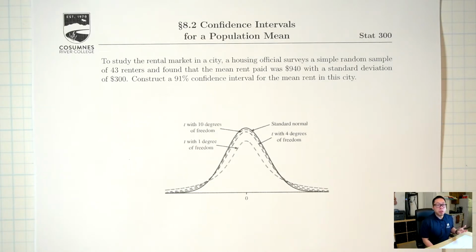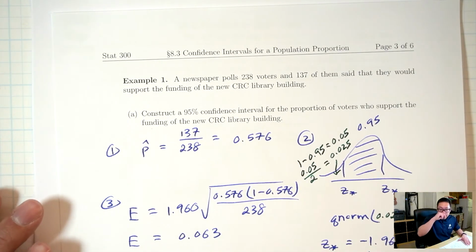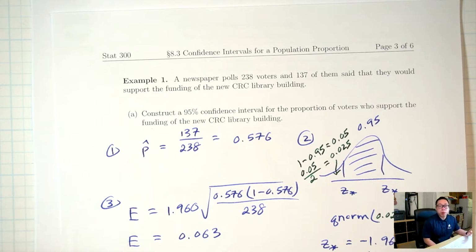Last lecture, we introduced this idea of a confidence interval. So what's a confidence interval? Here's example 1 from our last lecture. In this example, we were after the proportion of the population who would support funding the new CRC library building. And the idea was we can't ask everybody, right? There's just too many people. So instead of asking everybody, we asked a sample of people.